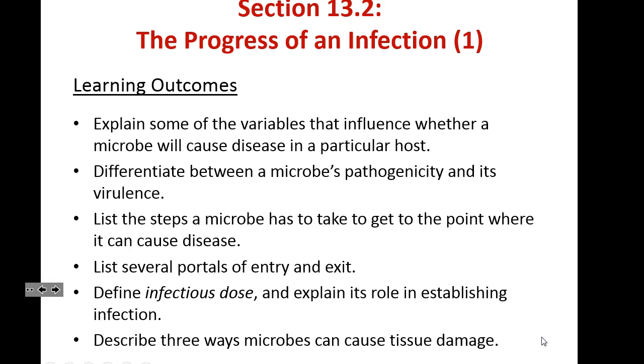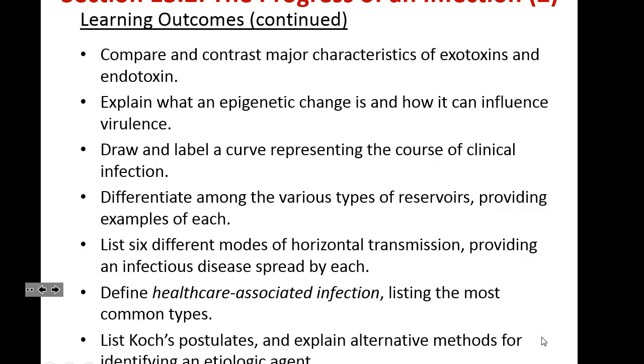The progress of an infection. Here we're going to look at some of the variables that influence whether a microbe will cause disease in a particular host, differentiate between a microbe's pathogenicity and its virulence, list the steps a microbe has to take to get to the point where it can cause disease, list several portals of entry and exit, define infectious dose, and explain its role in establishing an infection. Describe 3 ways microbes can cause tissue damage.